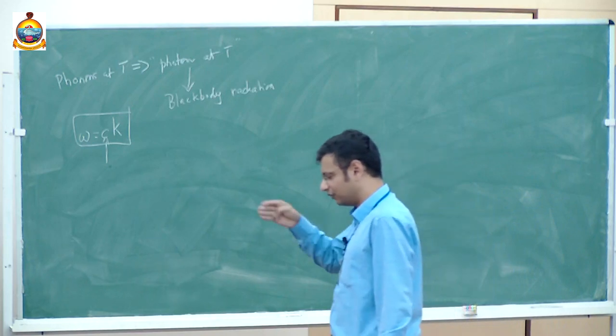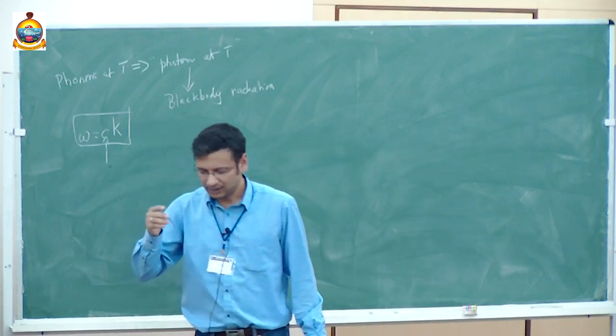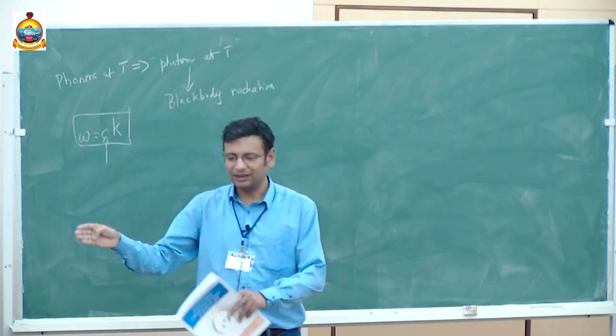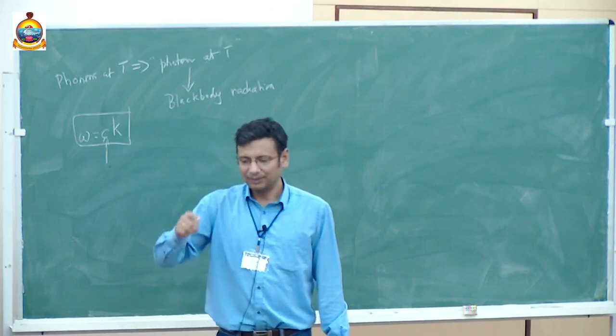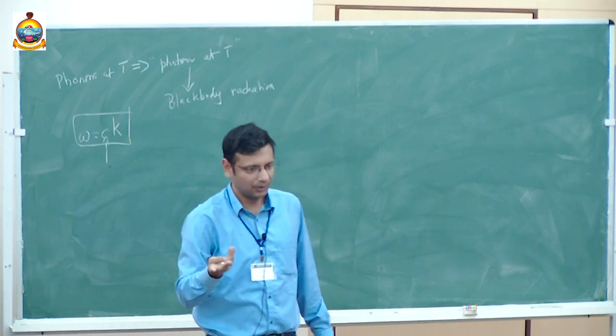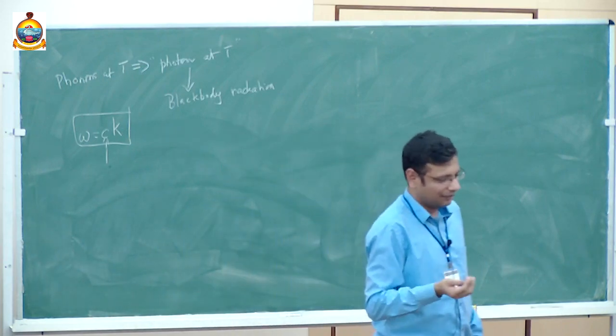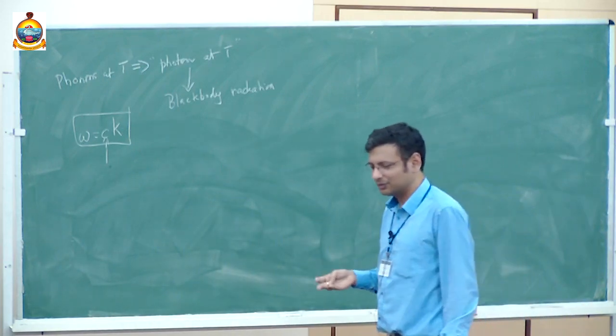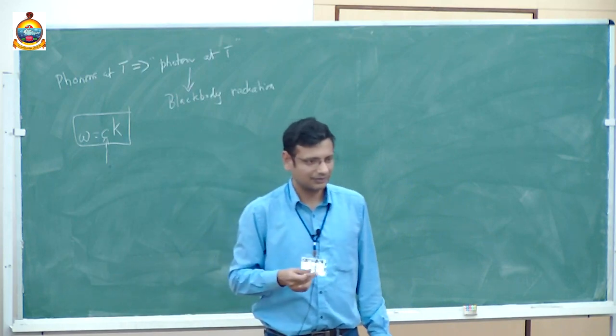Remember, for phonons, when we were talking of phonons, we said that if there are n unit cells, then basically we said that the number of modes is like 3 times n, at least for simple systems, right? What do you think the corresponding number would be for photons? 2n. Why?